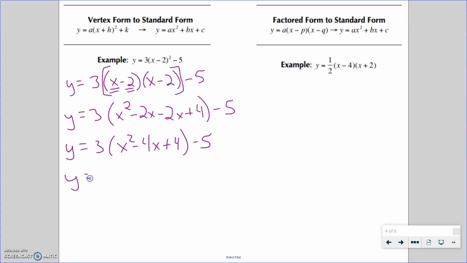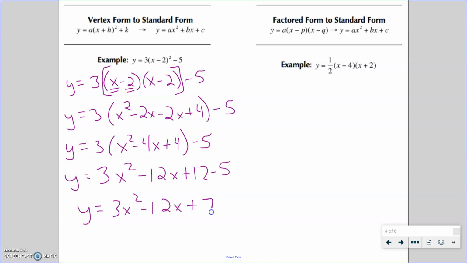Then the next thing I want to do in PEMDAS, multiplication comes first, so I want to distribute the 3. And my final answer is 3x squared minus 12x plus 7. Okay, same exact thing for factored form to standard form, okay?